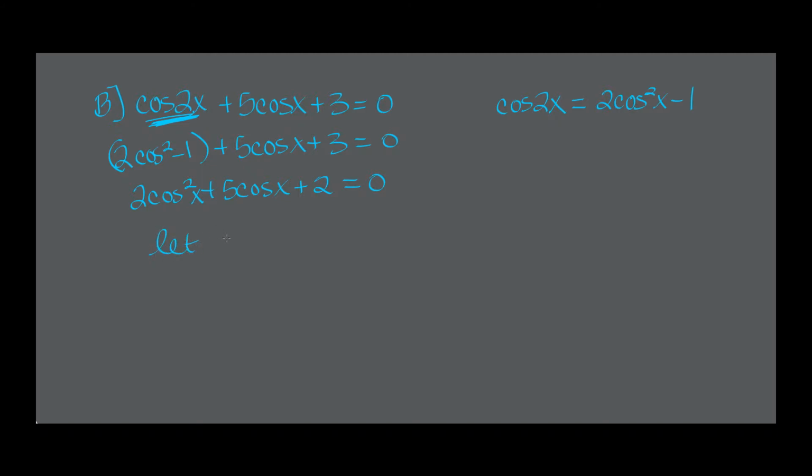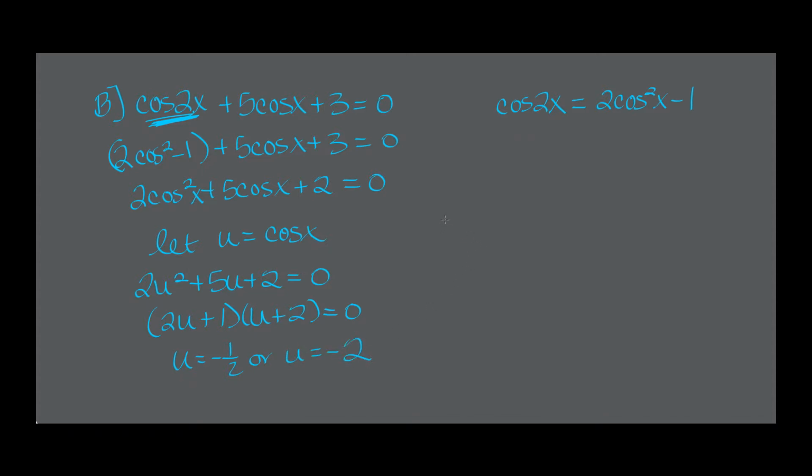Okay, so here's my substitution. Let u equal the cosine of x. And I can rewrite this as 2u squared plus 5u plus 2 equals 0. I factor, I get 2u plus 1 times u plus 2 equals 0. So u is either negative a half or u equals negative 2.